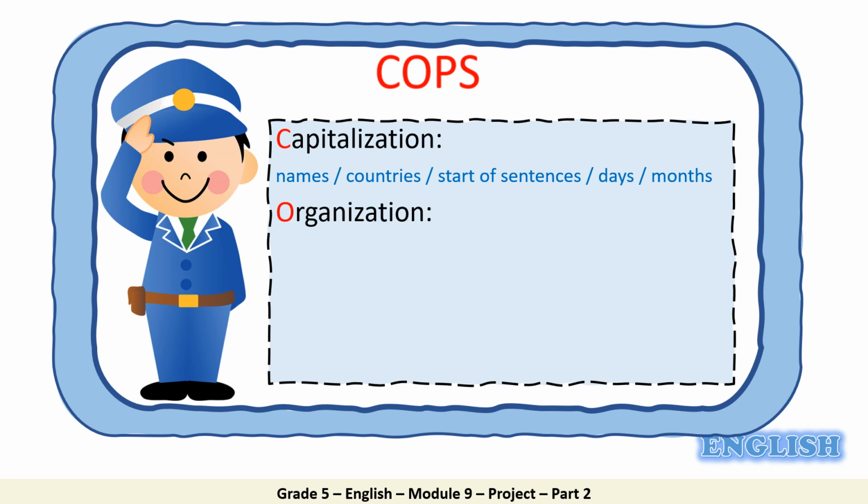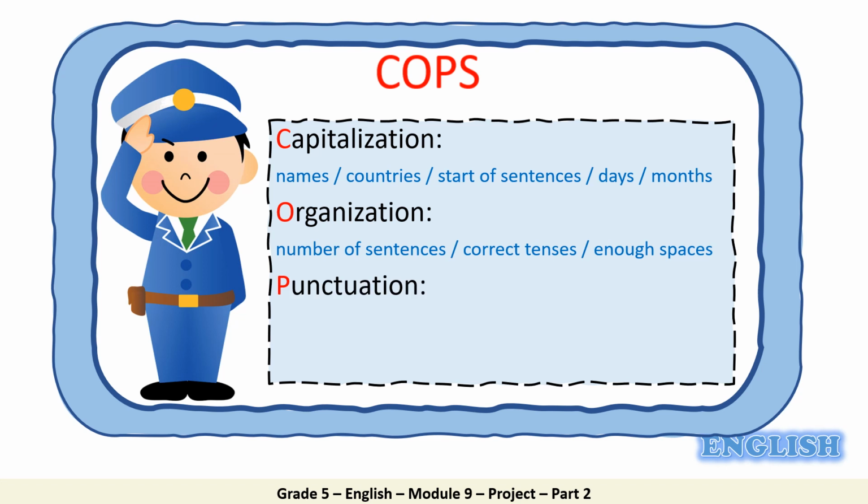O is for organization. You have to check the number of sentences, you have to check if you are using the correct verb tenses, and you have to make sure there are enough spaces between the words and the sentences. P is for punctuation, using full stops, commas, question marks, and other things. The last one is S for spelling. You can use a dictionary or you can ask your teacher if you like.